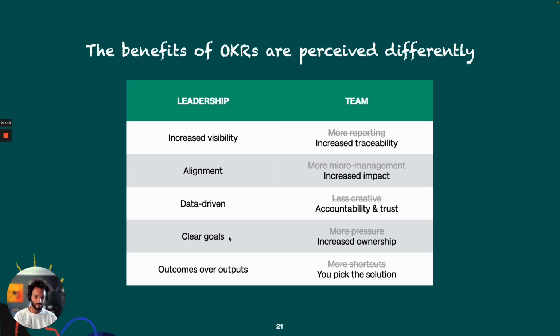Another one, for instance, is that it's not about more pressure. It's about ownership. Management is going to spend much less time looking at the roadmap and more time talking about the goals, which means that as a team, I'm empowered to decide the best way to achieve the goals that we have. So it's about increased ownership. It's about creating accountability and trust. And that you pick the solution. That's also a great way to explain the value of OKRs.